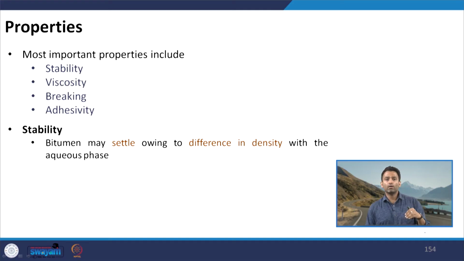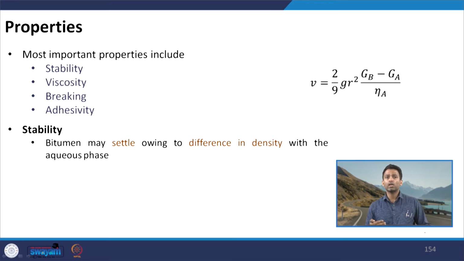Stability means how well the bitumen particles are dispersed in the system without settling. And why will the bitumen settle? Bitumen may settle owing to the difference in density. In the normal temperature range, the bitumen has higher density than the aqueous medium. So, there are chances that the bitumen particles will settle down owing to this difference in density.